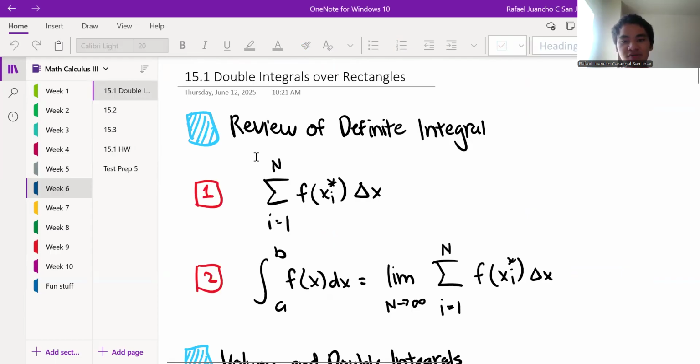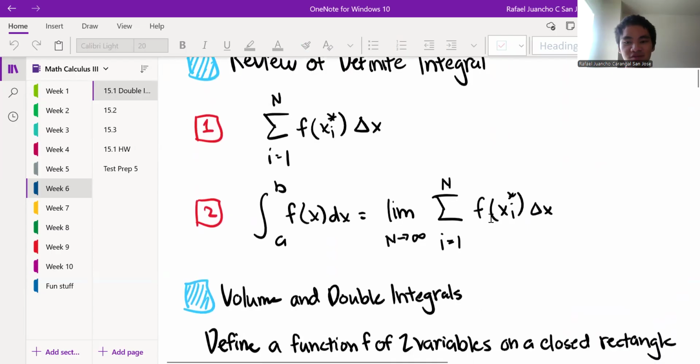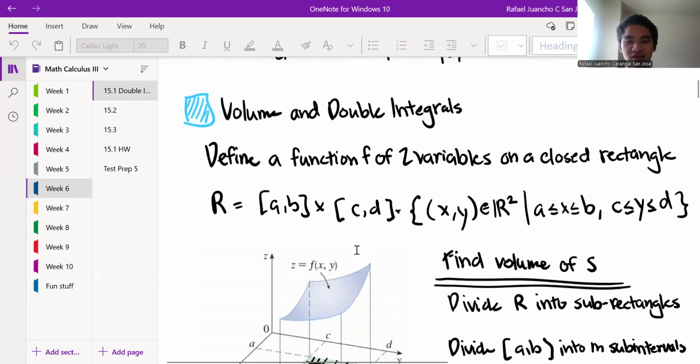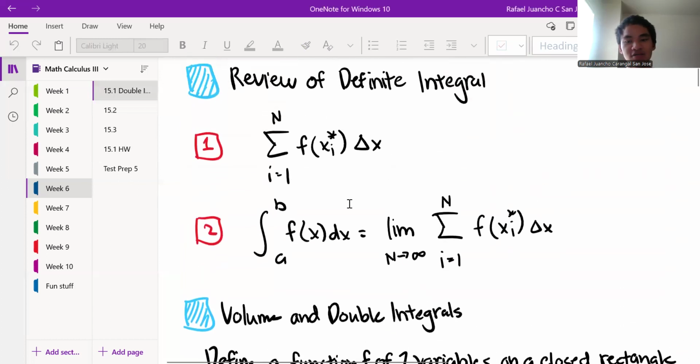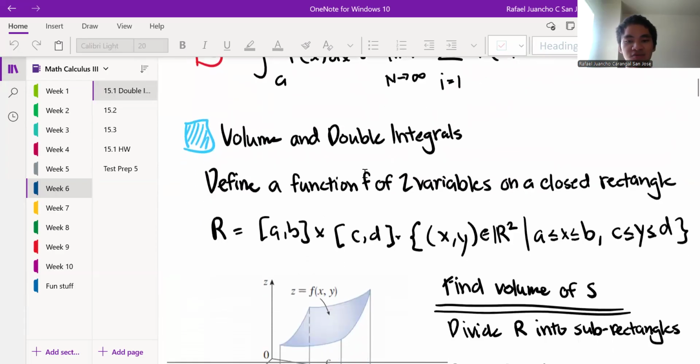So we did a brief review of what a definite integral is, and we said that it was a limit of Riemann sums, right? And we say that we can get the area under that curve if we take the integral of a plane curve, right? And then we moved to talking about how we can use double integrals to get volumes. So not areas anymore, the 3D version, right?